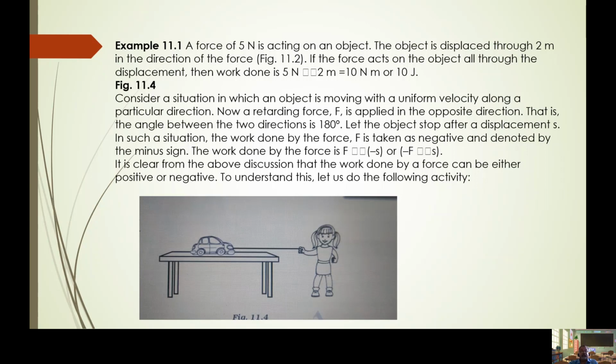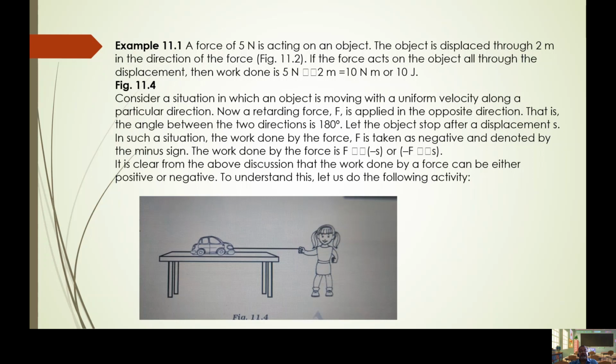Example: a force of 5 Newton is acting on an object. The object is displaced by 2 meters in the direction of the force. If the force acts on the object all through the displacement, then the work done is 5 Newton times 2 meter, that is equal to 10 Newton meter or 10 joule.